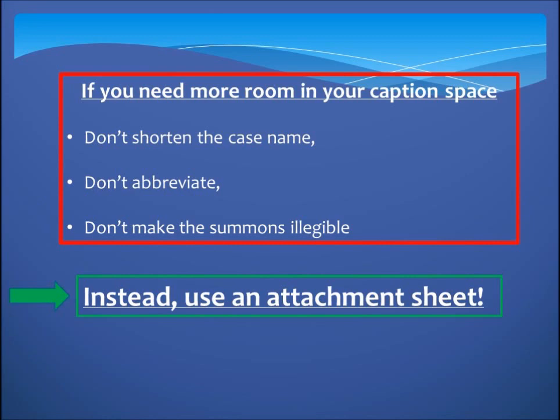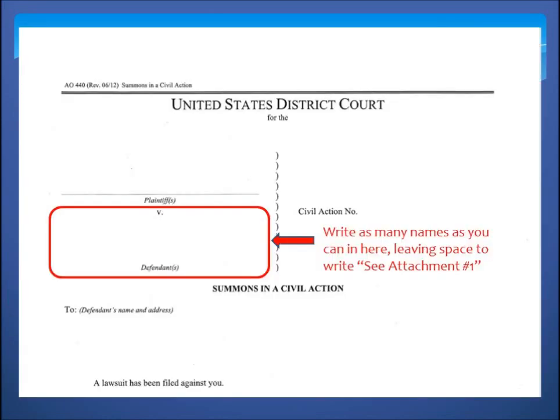Let's look at one method you can use to do this. What you do is, you list as many names as you can in the caption area, then write See Attachment Number 1 in parentheses. Then, on a separate sheet of paper, you title that sheet Attachment Number 1, and you write the remaining names of your defendants. You staple that attachment sheet to your form AO-440.